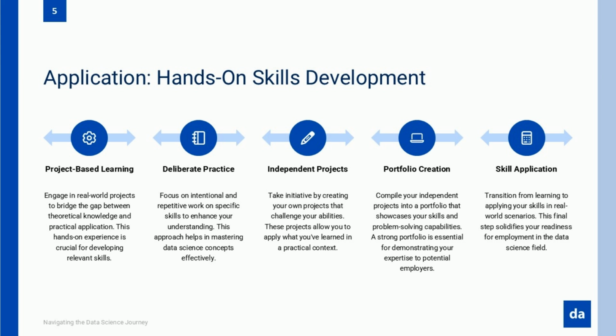The concept of deliberate practice becomes especially relevant in this phase of your development. Unlike passive learning or simply accumulating experience, deliberate practice involves focused, repetitive work on specific skills with the explicit goal of improvement. In the context of data science, this means identifying your weakest areas and designing projects specifically to strengthen them. For instance, if you struggle with feature engineering, you might create a project where the primary challenge involves transforming raw variables into more predictive features.